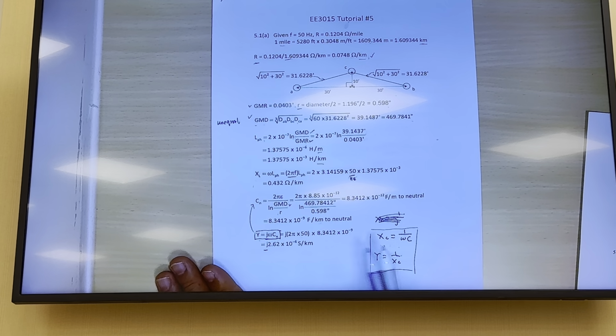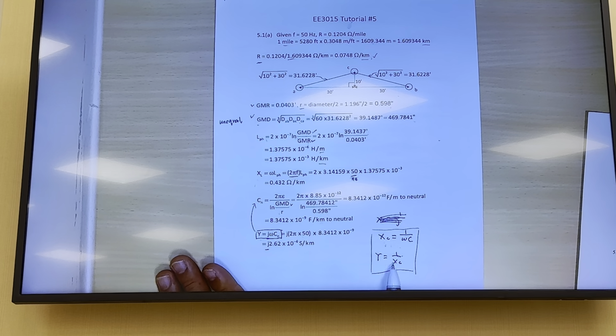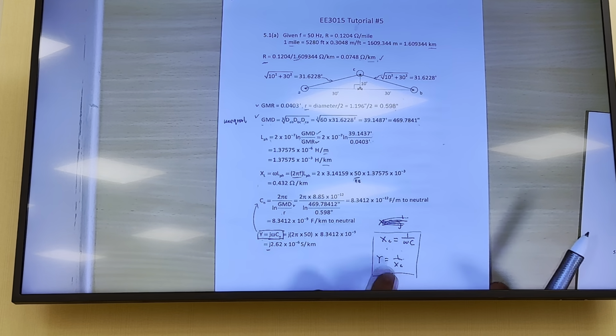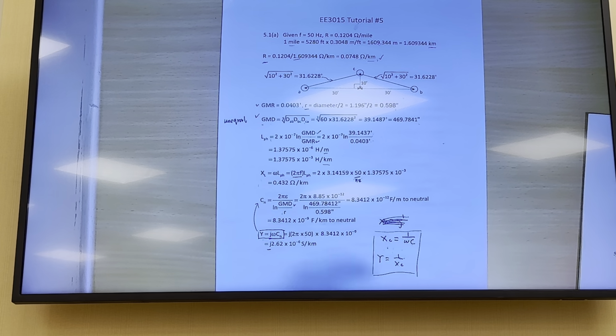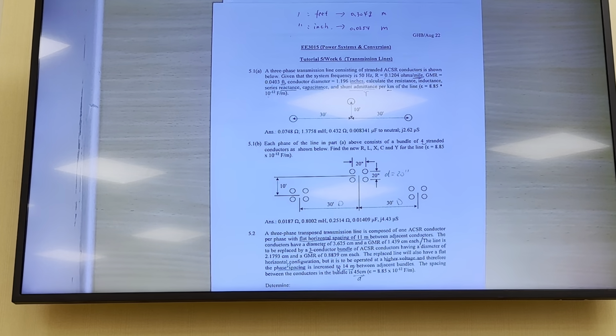For the capacitance, the reactance of the capacitance equals 1 over omega c. The admittance is the reciprocal of Xc, so that will be j omega c. Everyone, please be careful about that. So that is the first question, very straightforward, because this is a so-called single wire conductor.